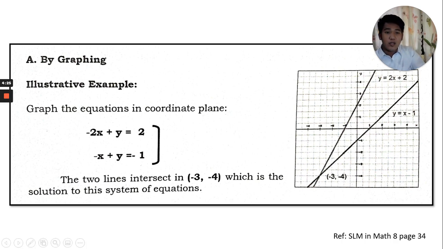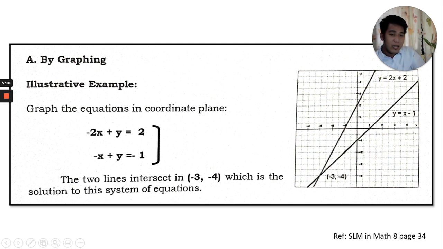As you can see in this graph, from negative 2x plus y equals 2, it became y equals 2x plus 2. Meaning, it is now in the slope-intercept form wherein we can get the y-intercept, which is 2, and the slope is positive 2. So here it is, you look at the arrow. Y-intercept positive 2, and slope is positive 2. Rise over run, 2 over 1. So 1, 2, pataas, and then 1 going to the right.